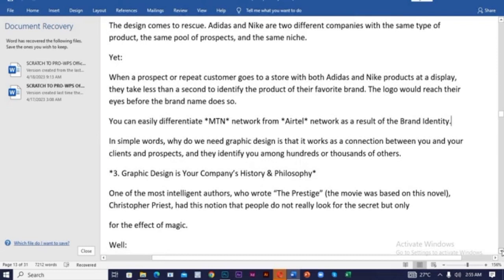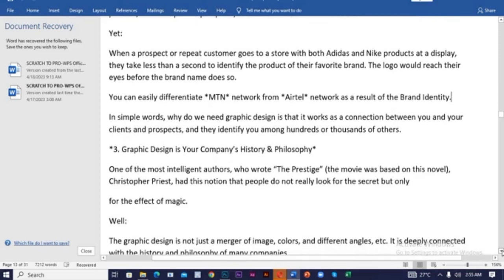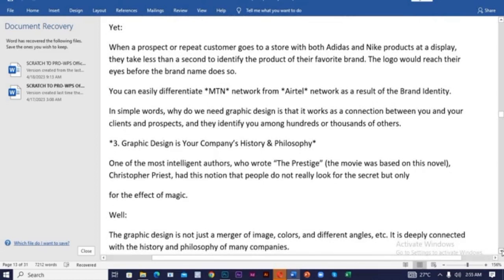In simple words, why do we need graphic design is that it works as a connection. Don't forget, it works as a connection between you and your clients and prospects, and they identify you among hundreds or thousands of others. That is true.